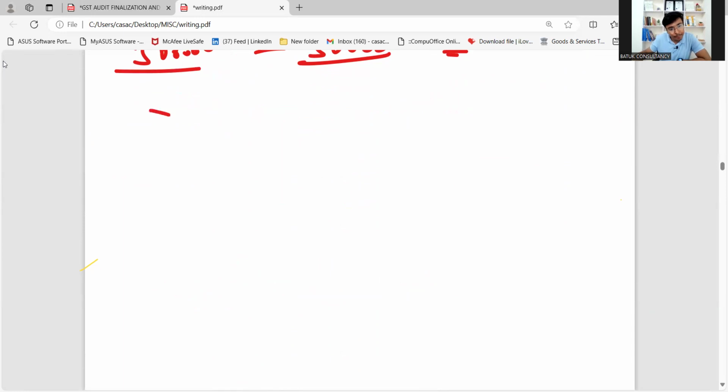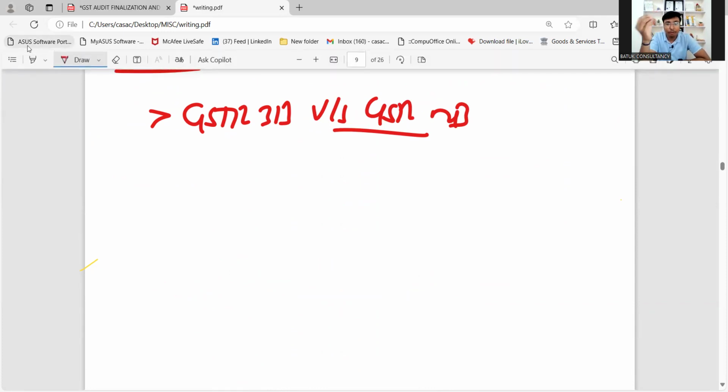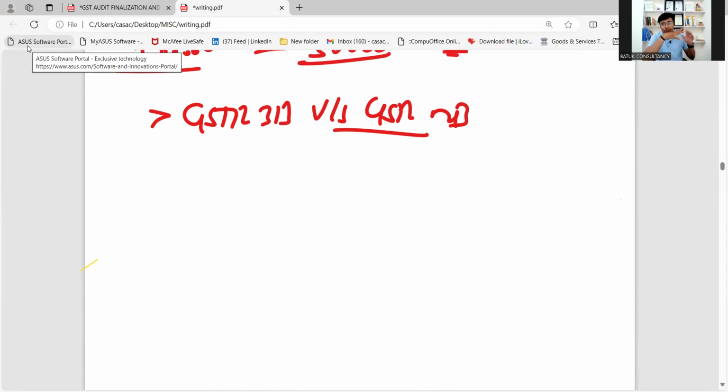Next one is GSTR 3B versus GSTR 2B. This reconciliation is also a very important reconciliation. But when you are demanding the reconciliation of GSTR 2B with GSTR 3B, you just need to ensure one thing: जो GSTR 2B का amount है उसमें से ineligible ITC already removed हो, section 17 subsection 5 की blocked credit already removed हो.